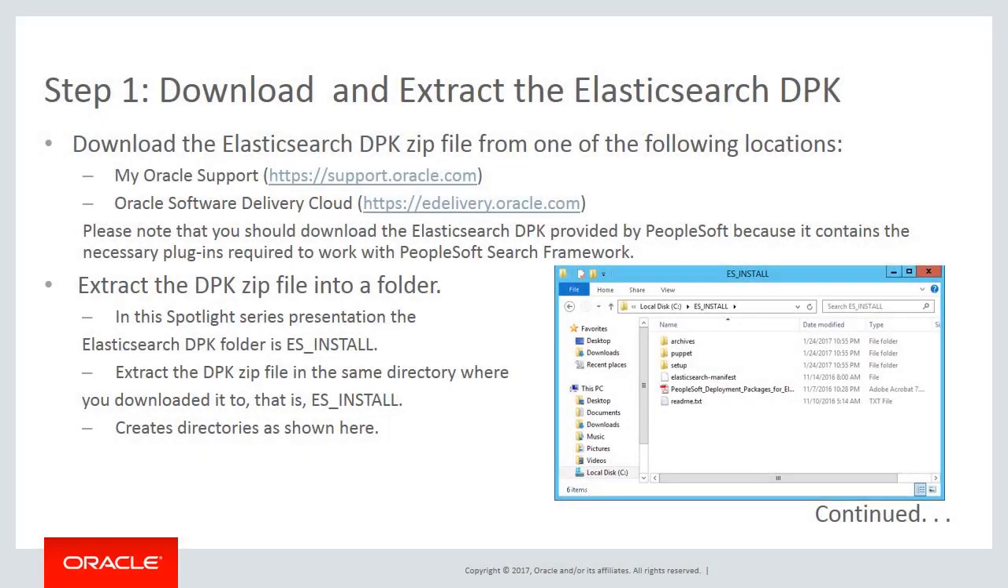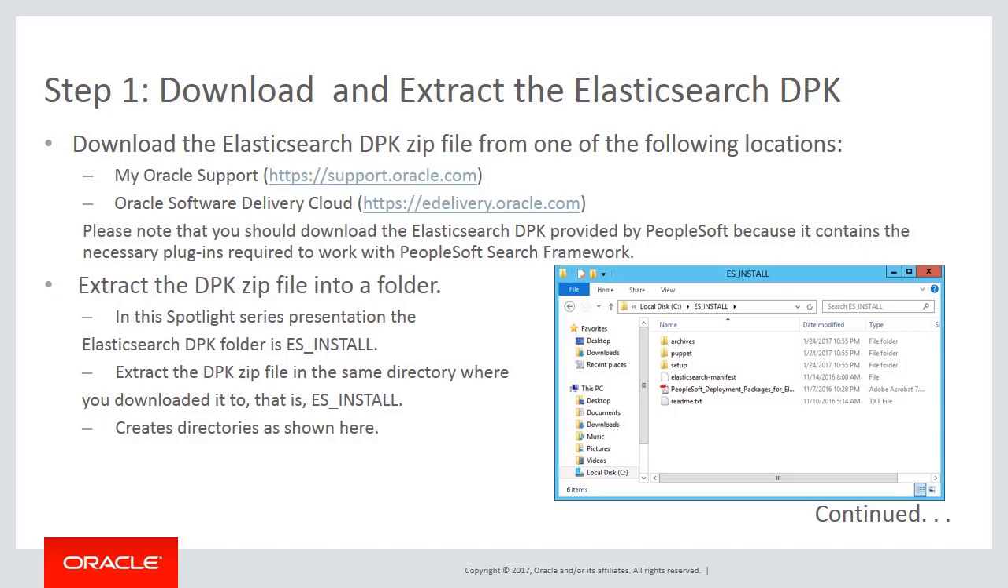The first step in deploying Elasticsearch is to download the Elasticsearch DPK. You can download the Elasticsearch DPK from the My Oracle Support website or from the Oracle Software Delivery Cloud. Please note that you should download the Elasticsearch DPK that is provided by PeopleSoft because it contains the necessary plugins required to work with PeopleSoft Search Framework. Also, please note that you should not download Elasticsearch from Elastic.